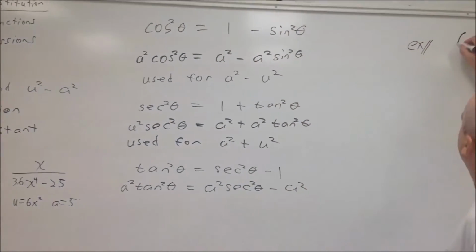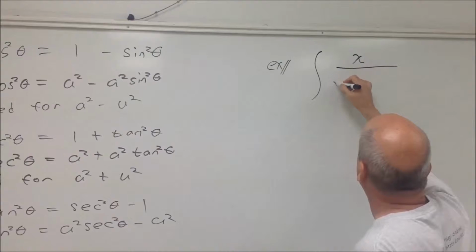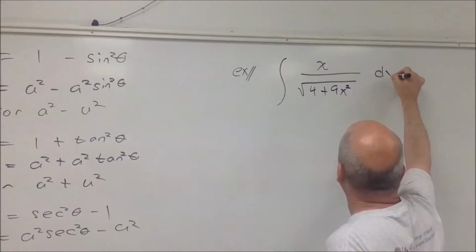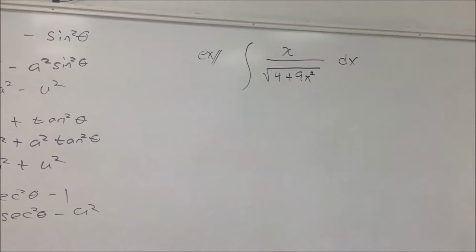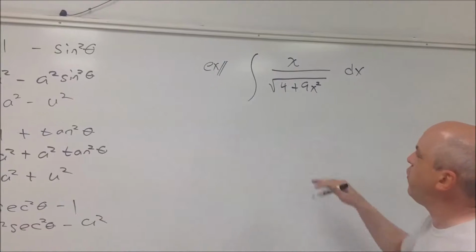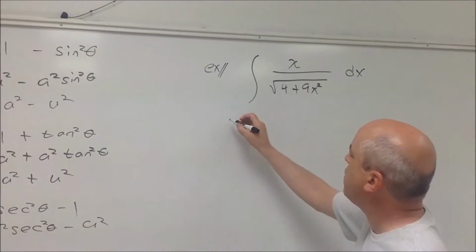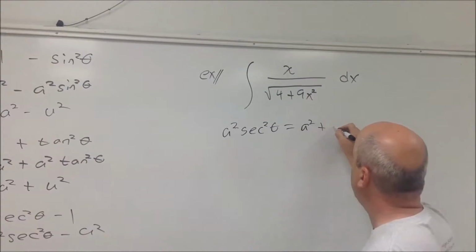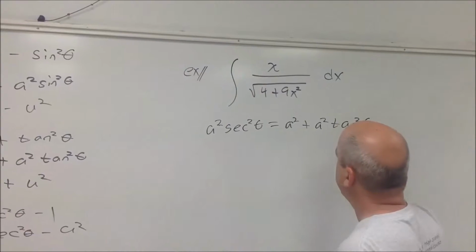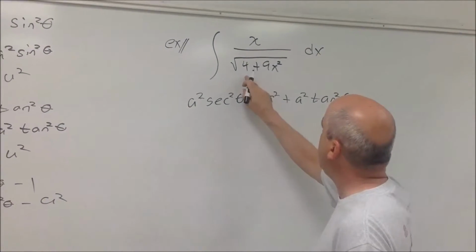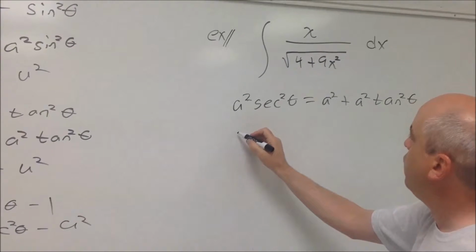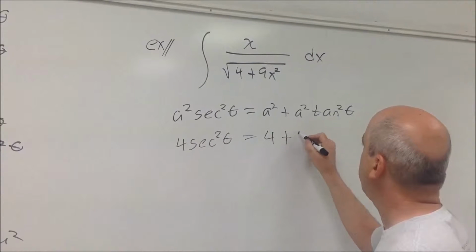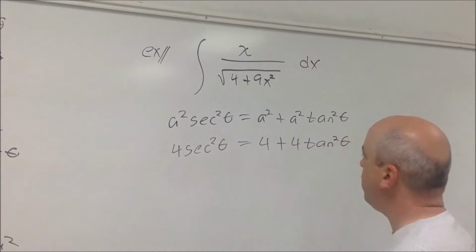So let's try, for example, the integral of x over the square root of 4 plus 9x squared dx. The identity that we're going to want to use here, since I have constant plus function squared, is a squared secant squared theta equals a squared plus a squared tangent squared theta. Now here, my a is 2. So what does this become? 4 secant squared theta is equal to 4 plus 4 tangent squared theta.